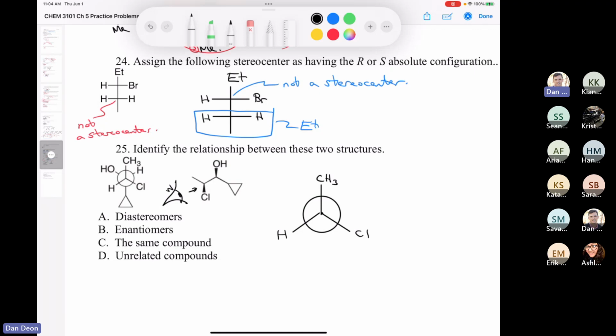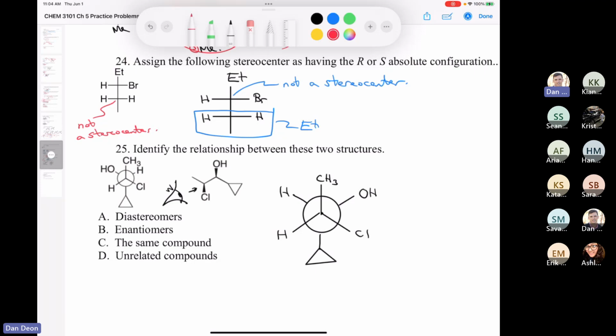Then in the back, I have my cyclopropyl down at the bottom, like that. And then at the top, I have two groups over here. So which way is the hydroxyl going to be pointing? Well, it's on the same side as the chlorine. So we'll put hydroxyl here, and then we'll put a proton over here.